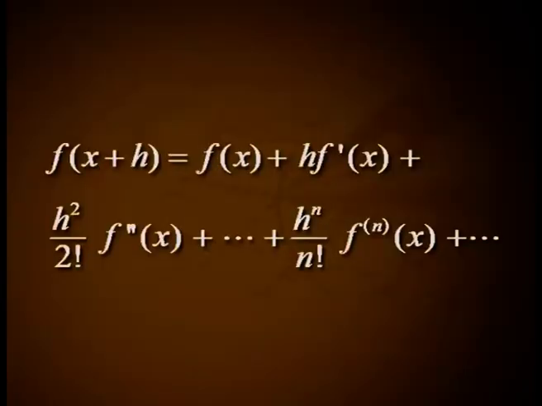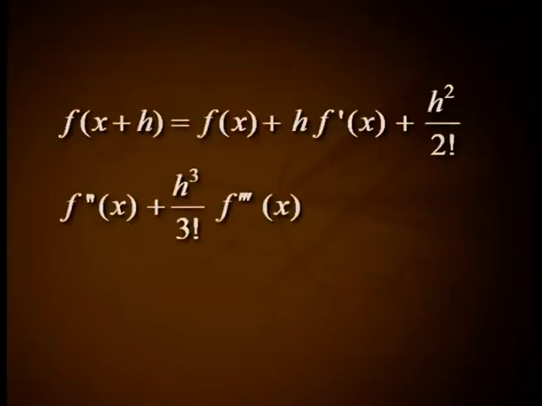Theorem 1. Taylor's theorem. The Taylor's series is f(x+h) = f(x) + h f'(x) + h^2/2! f''(x) + etc. + h^n/n! f^n(x) + etc., where h is small and also provided that the series converges. We now give a particular case of Taylor's theorem.